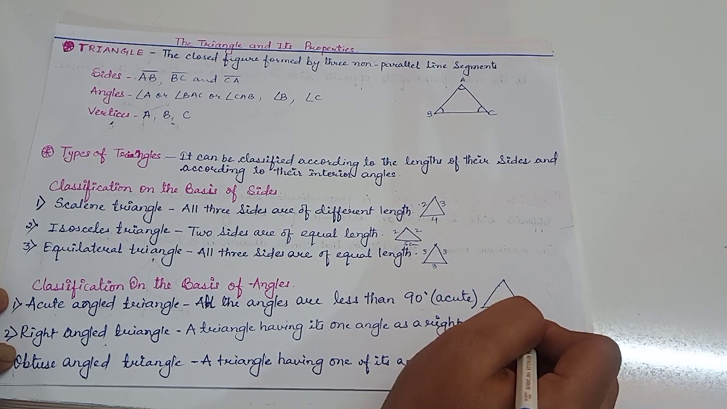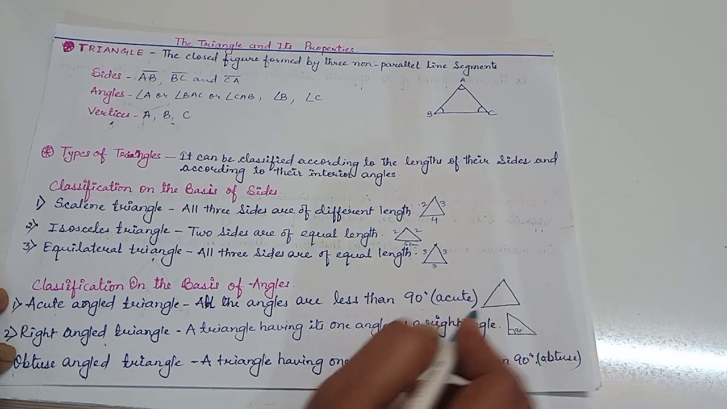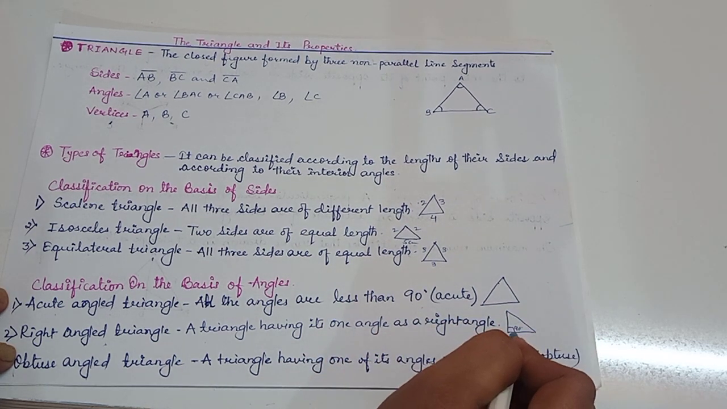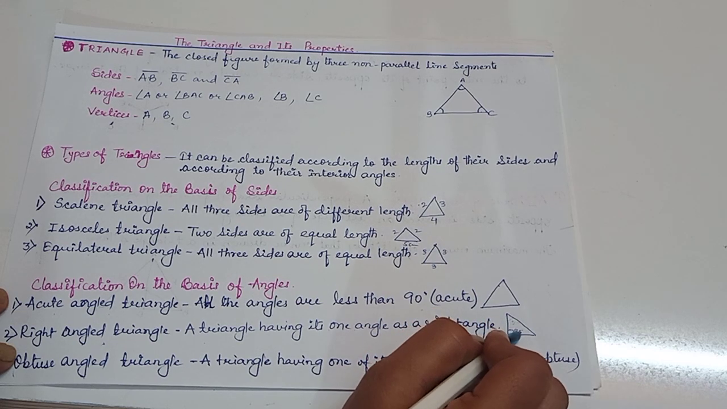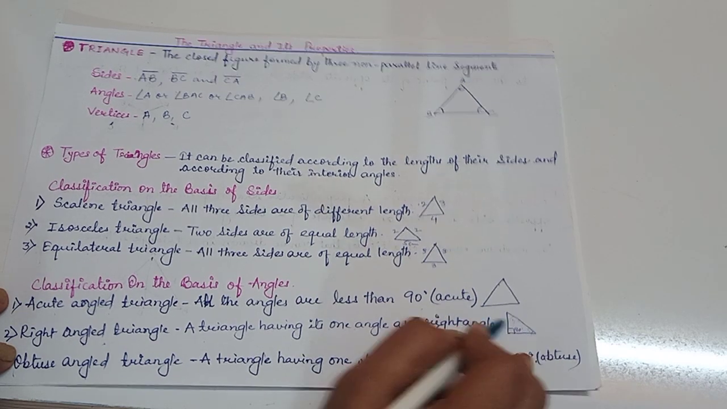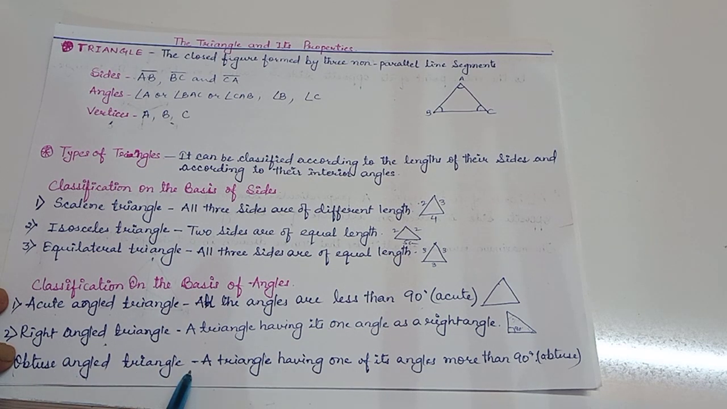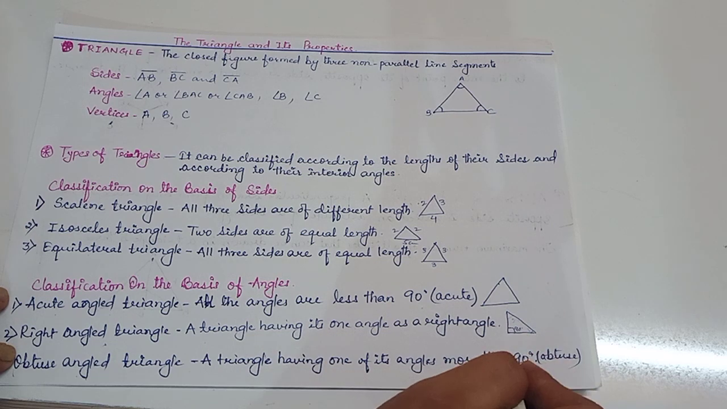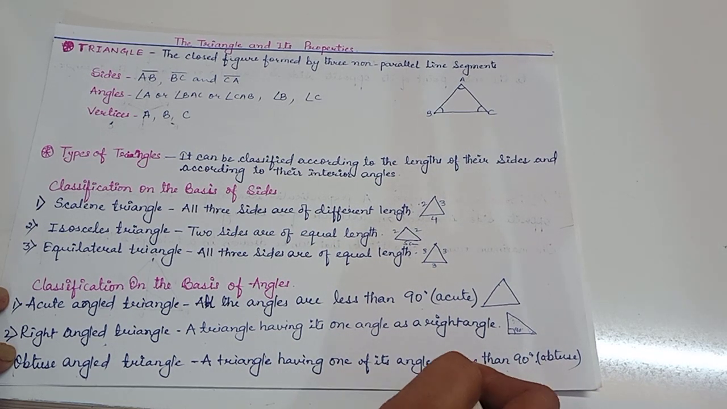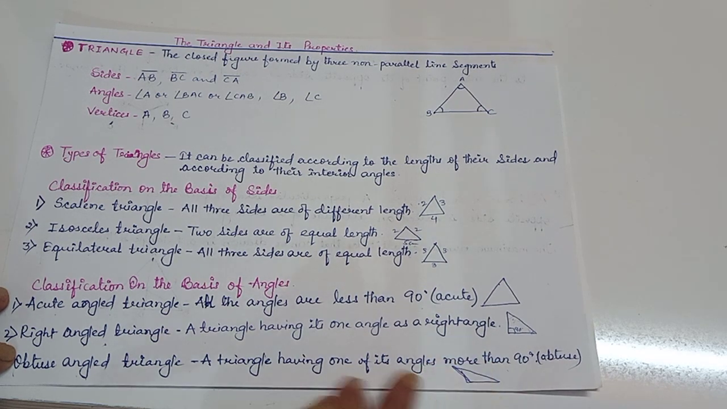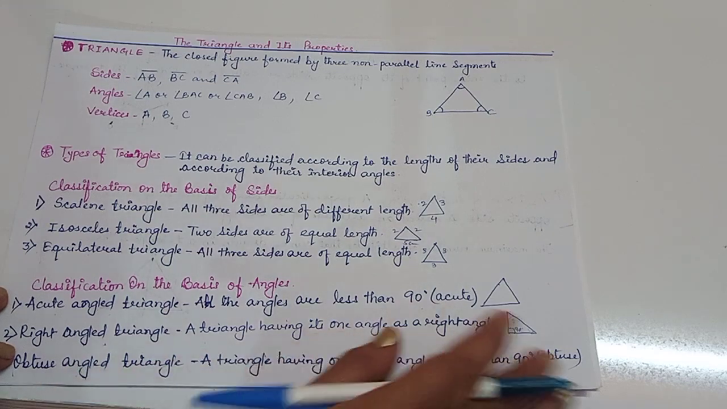Now if a triangle has one angle as a right angle, like here, there is a triangle whose one angle represents 90 degrees, that's a right angle. So this will form a right angle triangle. Here the other two angles might be different, it might be 45, 45 and 90. Now the obtuse angle triangle is a triangle having one of its angles more than 90 degrees. That means there will be a triangle whose one angle would be more than 90 degrees. So this will be an obtuse angle triangle.